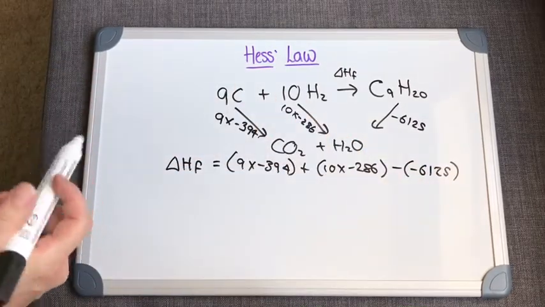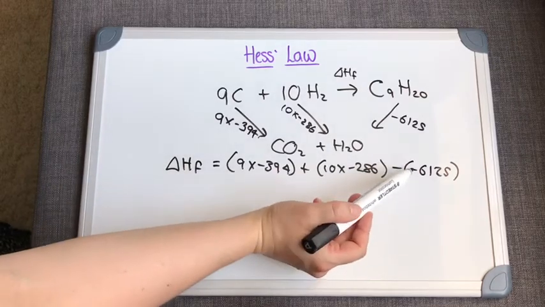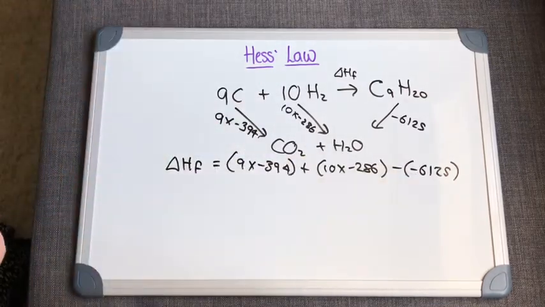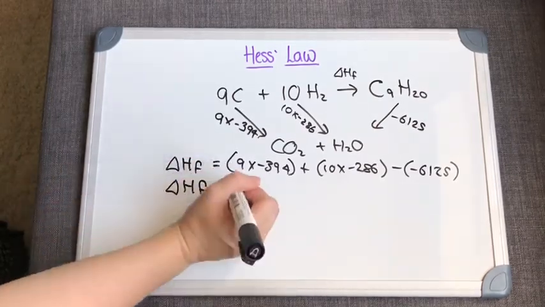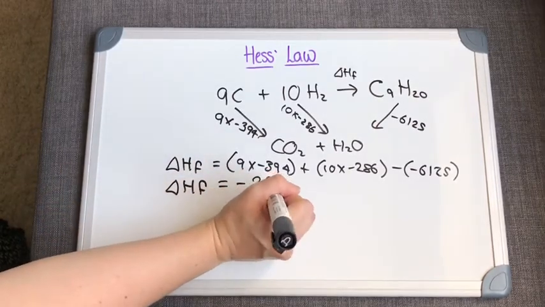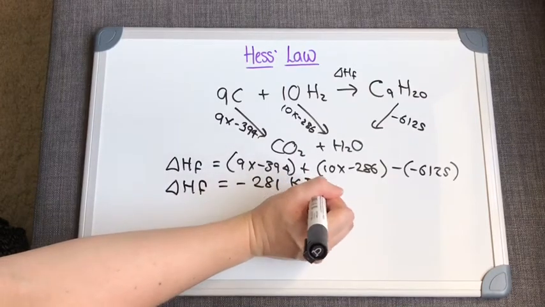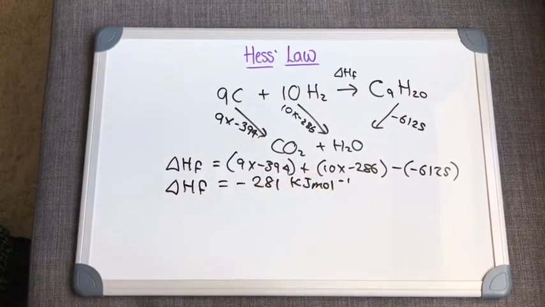If you can do the maths in your head, you could obviously just put the plus here instead of putting minus 6,125. It comes out the same. That gives us an enthalpy change of formation of minus 281 kilojoules per mole.